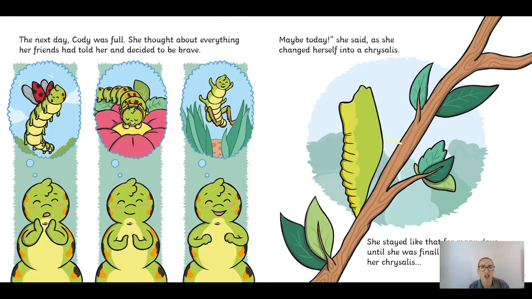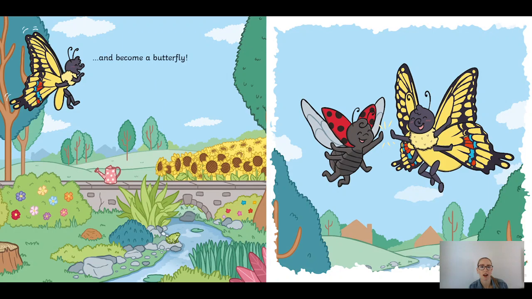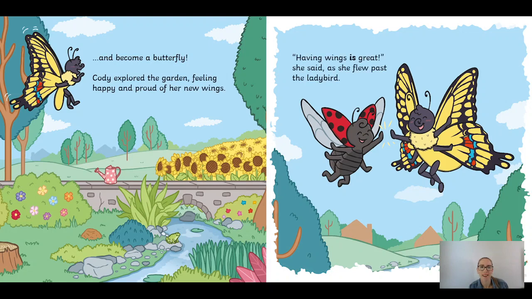The next day, Cody was full. She thought about everything her friends had told her and decided to be brave. "Maybe today," she said, as she changed herself into a chrysalis. She stayed like that for many days until she was finally ready to leave her chrysalis and become a butterfly. Cody explored the garden, feeling happy and proud of her new wings. "Having wings is great," she said as she flew past the ladybird.